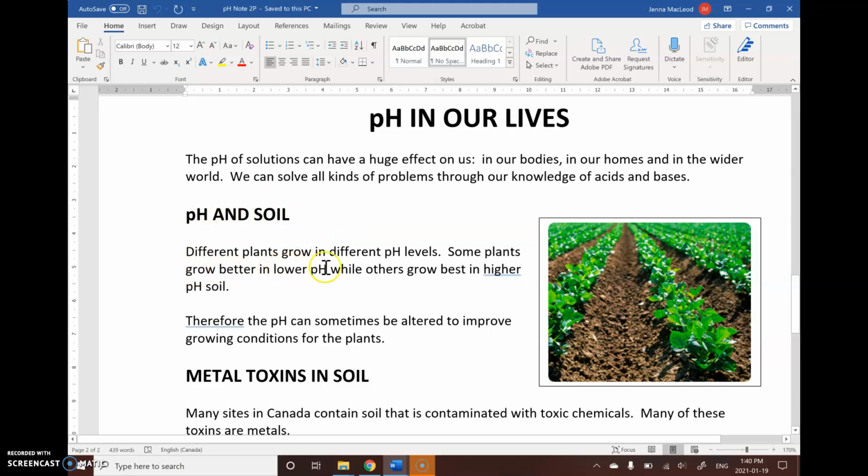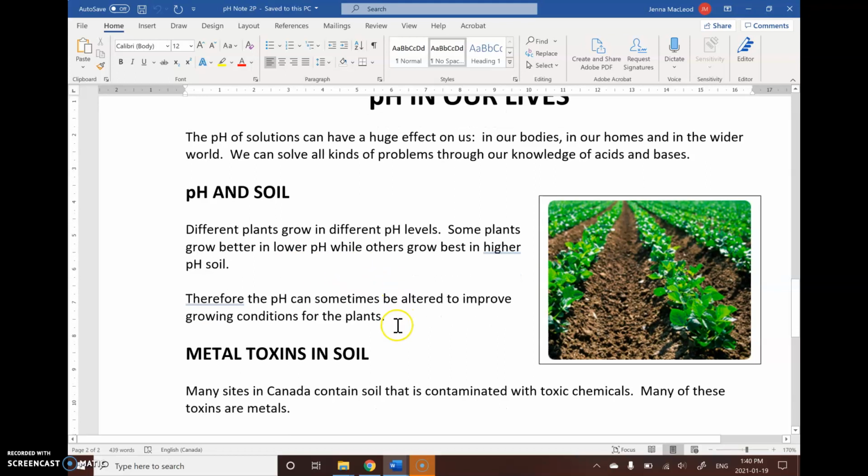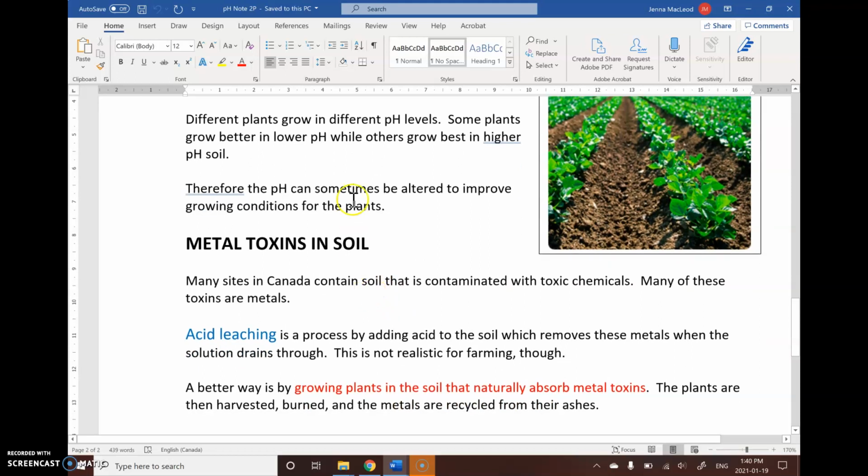Different plants grow in different pH levels. Some plants grow better in lower pH, while others grow best in higher. Therefore, the pH can sometimes be altered to improve growing conditions for plants. Farmers can adjust the pH. Sometimes you might see or hear farmers spreading lime over their fields, and that's to affect the pH, to bring it back up to a neutral pH if it's gone really acidic.